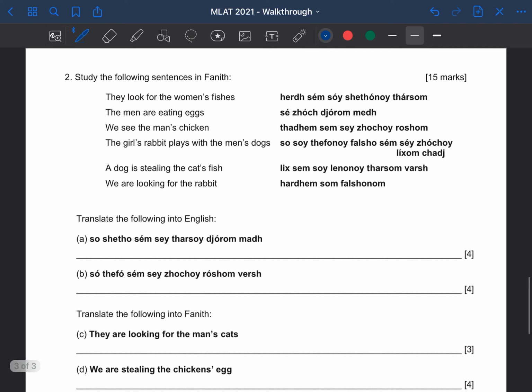Moving on to the second question. In the second question, we can see that there are possessor and possessions.